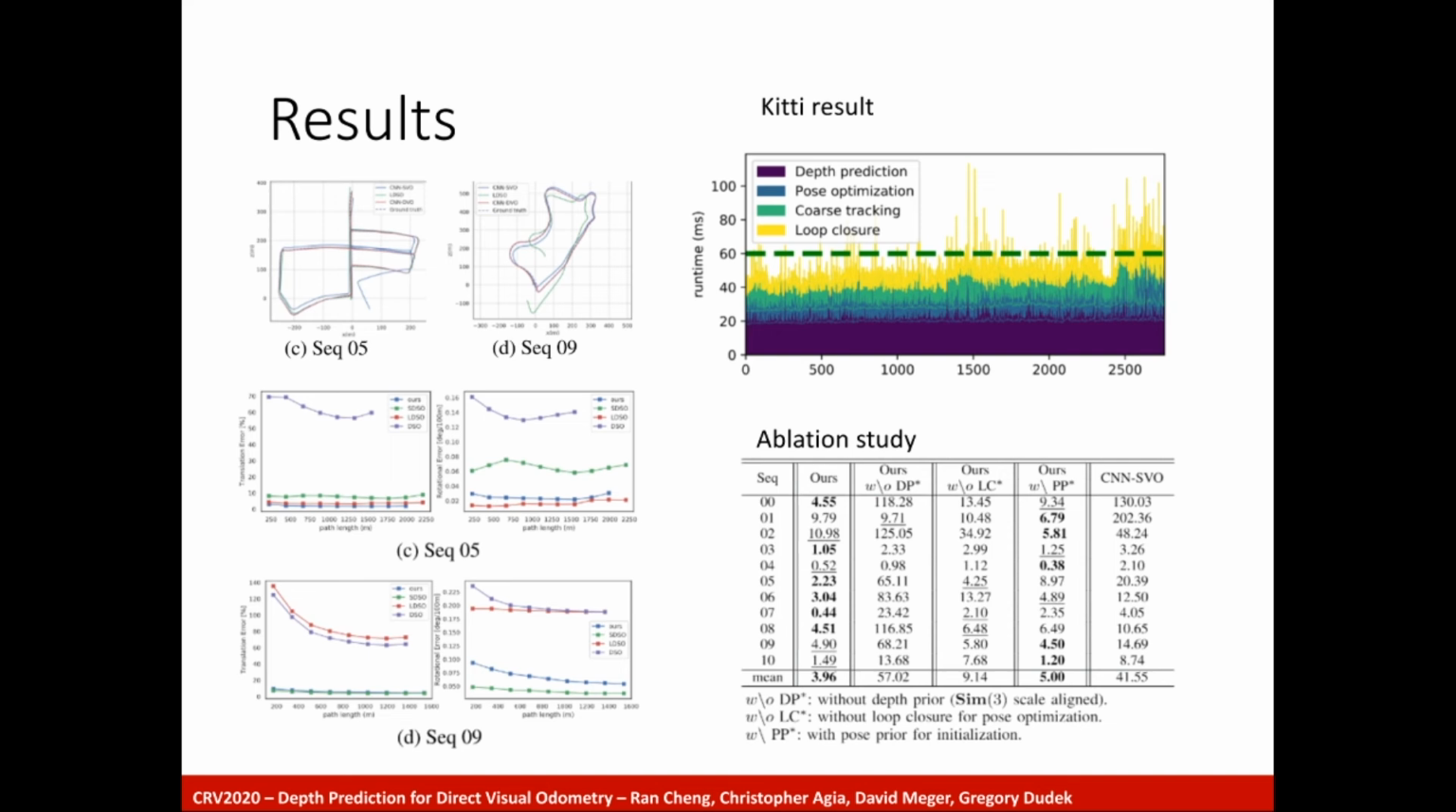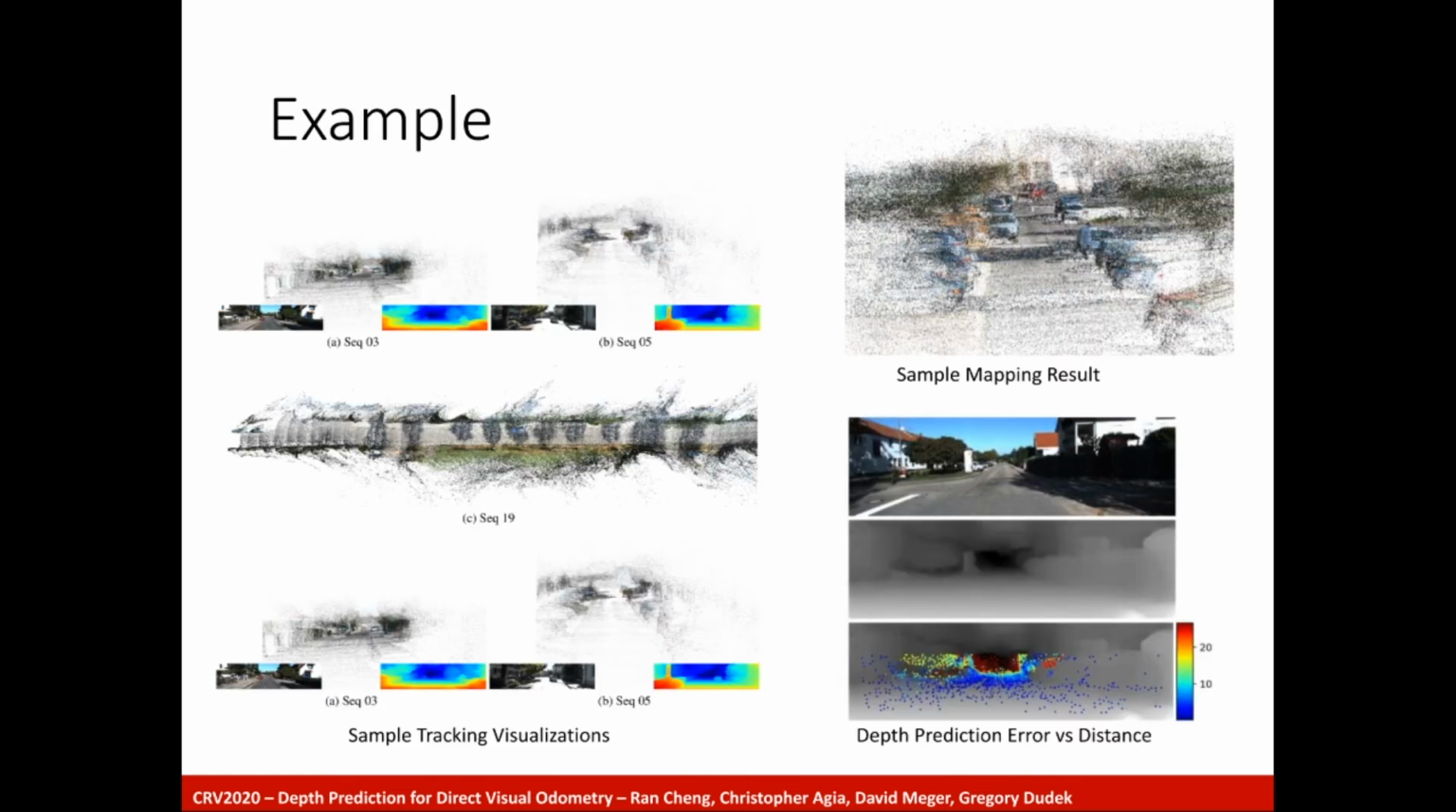In our ablation study, we show the effect of our method without depth priors, with loop closure, and without pose prior for initialization. And we find that the effect of pose prior for initialization is almost negligible when using depth priors. Here we've just included some sample tracking sequences, sequence 3, 5, 19 from the KITTI odometry benchmark, a sample mapping result in the upper right corner, which includes our selected feature points, and on the bottom right, we illustrate the error of our depth prediction versus distance. So as we can see, points that are further away from our camera tend to have noisier predictions.